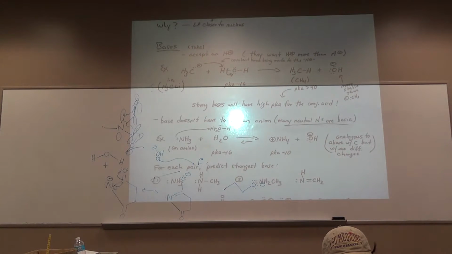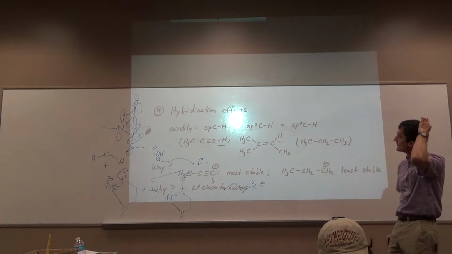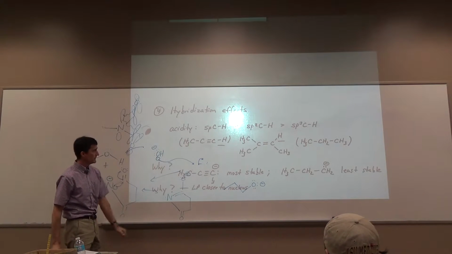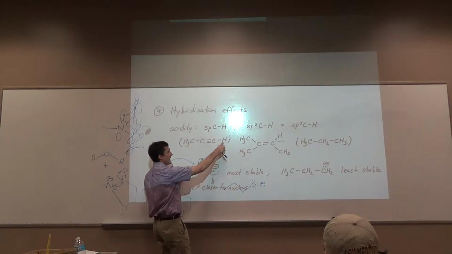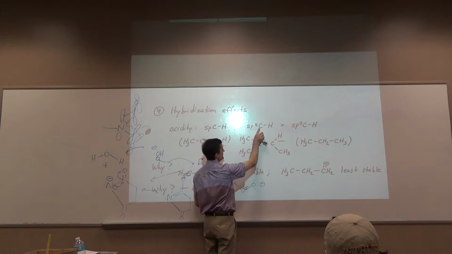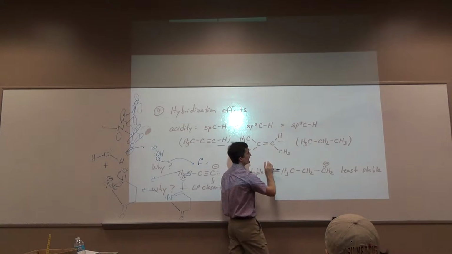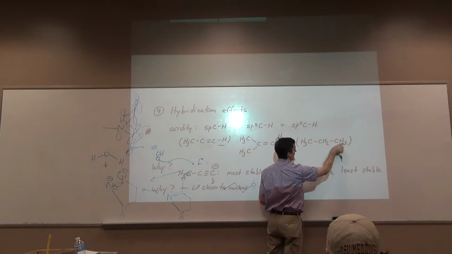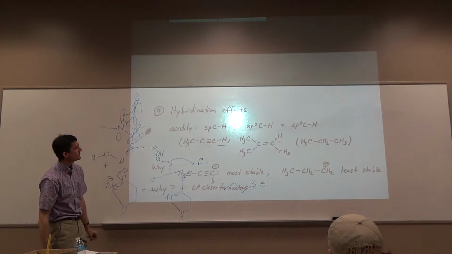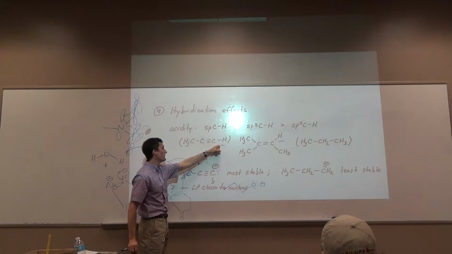The next effect we'll look at is hybridization. Hybridization effect. Look at the acidity of these hydrocarbons. These are just hydrocarbons. An H on an sp carbon is more acidic than an H on an sp2 carbon. For example, here, this H on an sp2 carbon is going to be more acidic than H's on sp3 carbons. So all these H's are on sp3 carbons. Hopefully you quickly recognize this hybridization. Why is this guy more acidic? Well, it's because it's on an sp carbon.